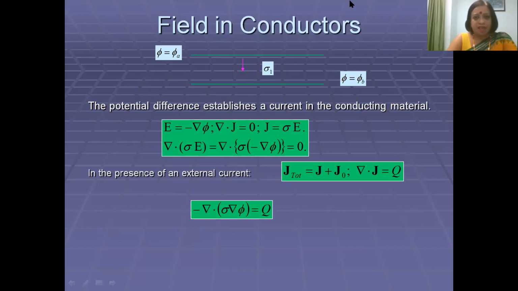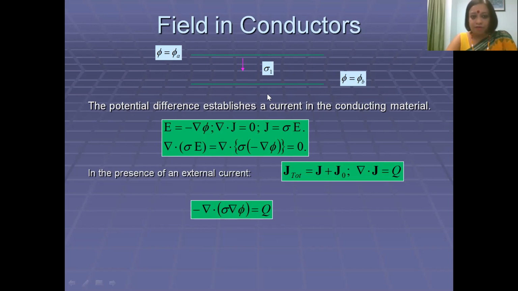So if you have conduction current, what would the field look like? Again, here I'm taking a trivial situation just for the sake of explanation. You have, let's say, two conductors, and you have a material in between, which is not a perfect conductor, so that it is able to hold a potential difference. So let's say the potential is phi equal to phi A on the top conductor, and phi equal to phi B on the bottom conductor. And you have a material with conductivity sigma 1. There would be, therefore, a current density within this material.